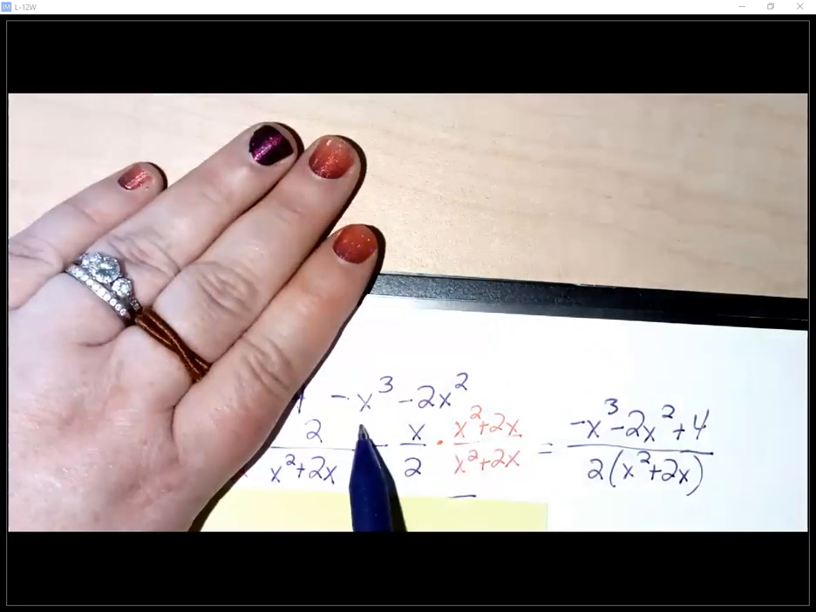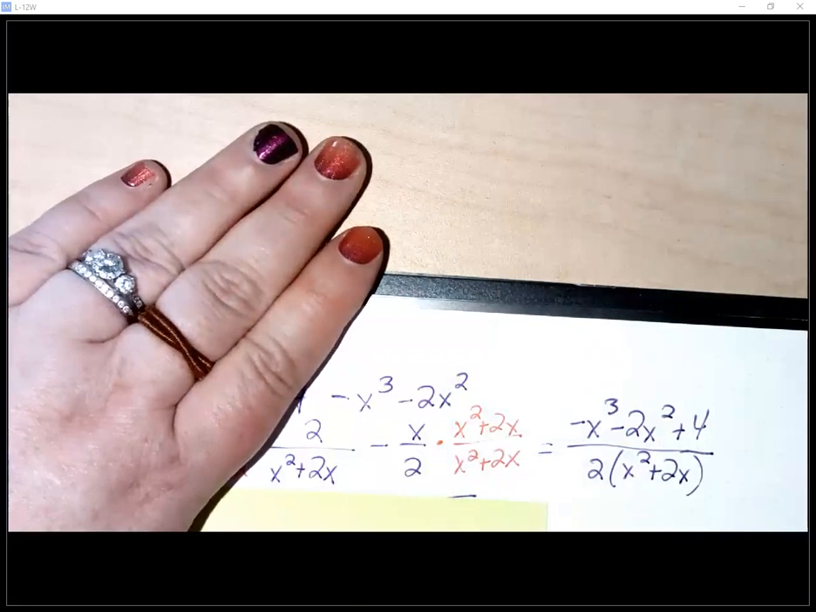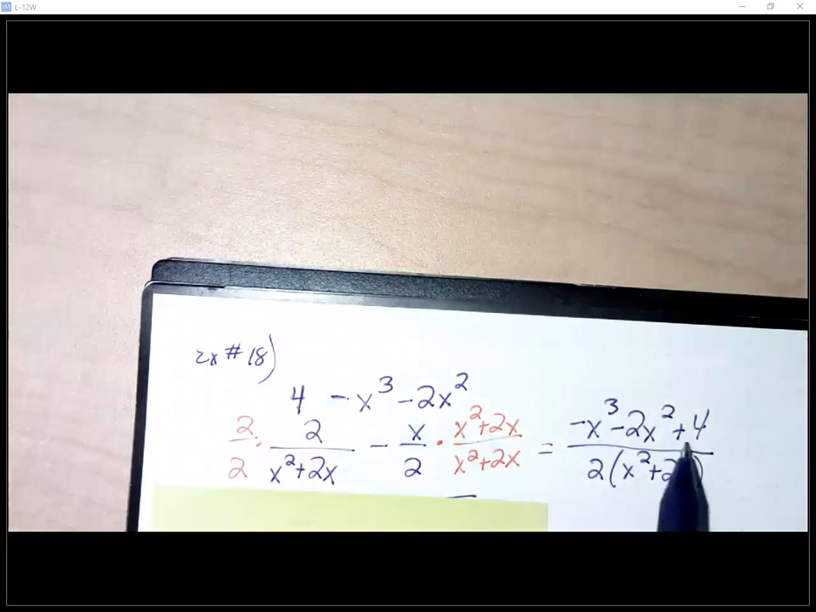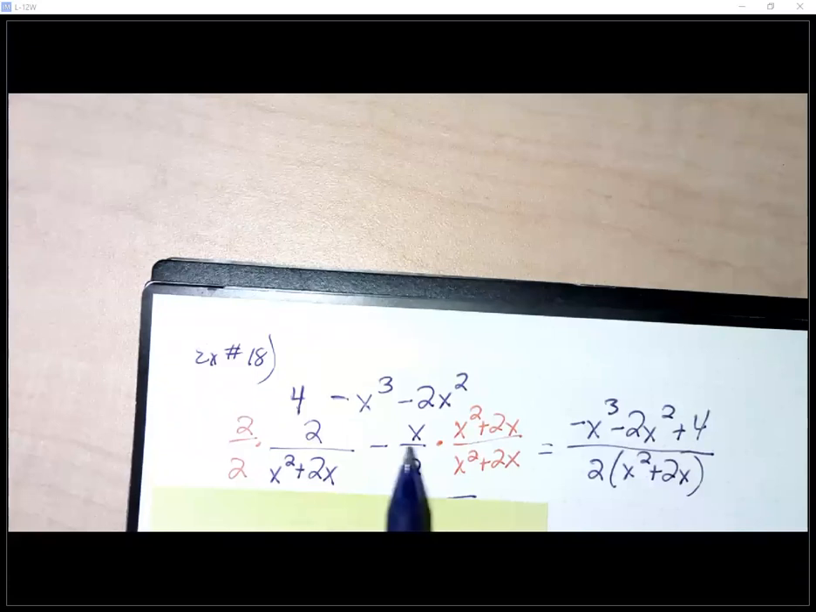Wait, isn't there a 4? Yeah, right there. I just put it in standard form when I rewrote it. Oh, okay. All right, so everybody's okay now? What's 2x squared? Because you had x times 2x. Oh my gosh, yeah, sorry. And then I gotta subtract it.